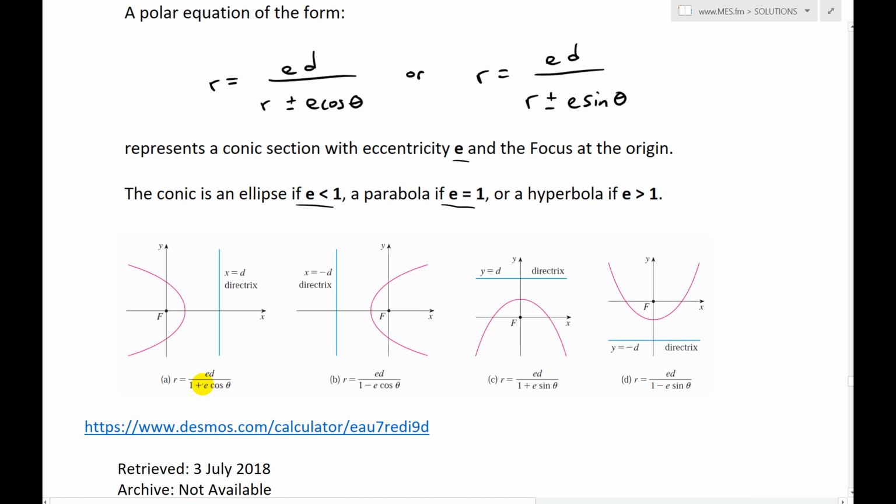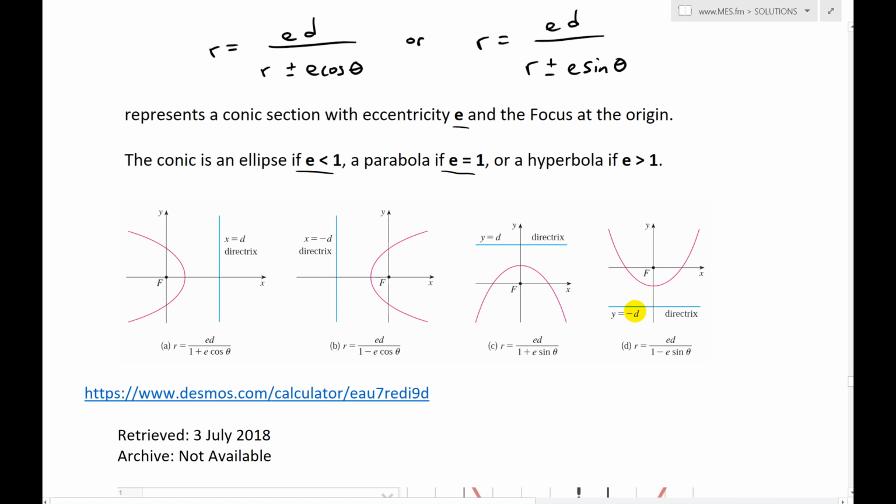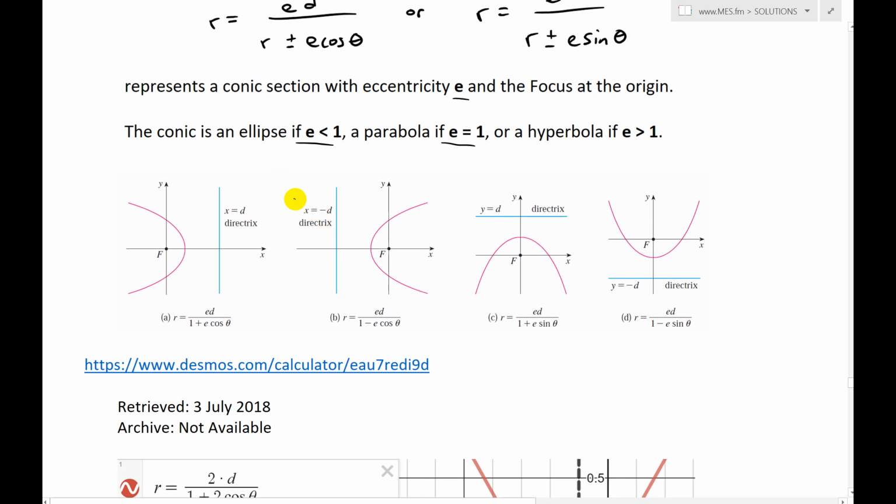So then we have something like this: r equals ed over 1 plus e cosine theta if the directrix is on the positive x side, like that, on the right side, and there's the focus at the origin. If it's on the left side, it's going to look something like this. If it's vertical, up is positive and it's going to go down. If it's on this one, it's going to go up, like that. This is generic, but for a hyperbola, you can always obviously have the negative sides. It's going to be a bit further out than this one.